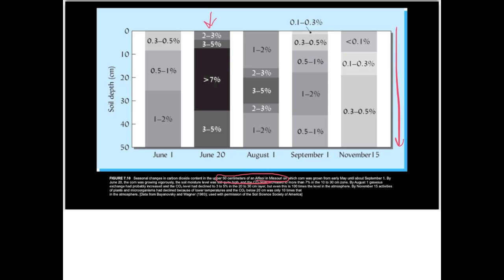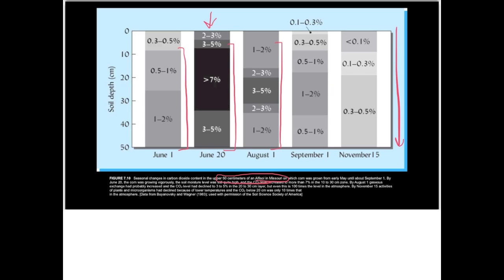Right? So here we have 1 to 2% or so, and then all of a sudden we come to June and we have a huge jump in percentage of carbon dioxide that's in the soil. It's still hanging around here on August 1st, and then we get back to normal percentages, and then a little less than normal.